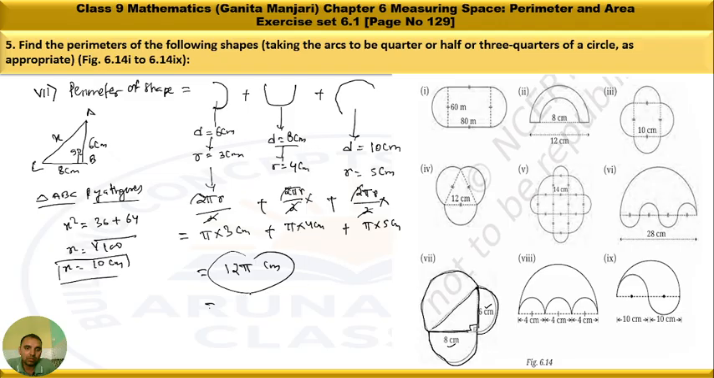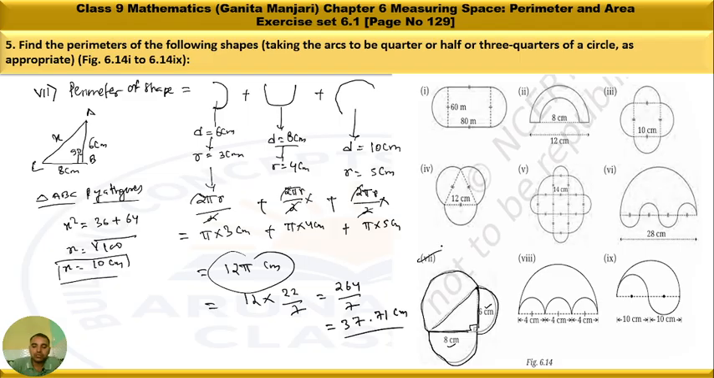We need to solve this one. 12 multiplied with pi is 22 upon 7. So 12 multiplied with 22 upon 7, it is 264 divided by 7. If I divide, I will get it as 37.71 centimeter. So that is the perimeter of the given shape. This is for 7th part of the question.